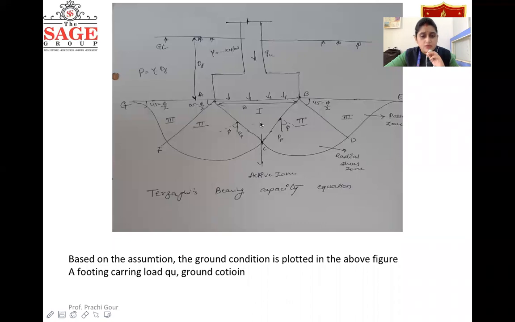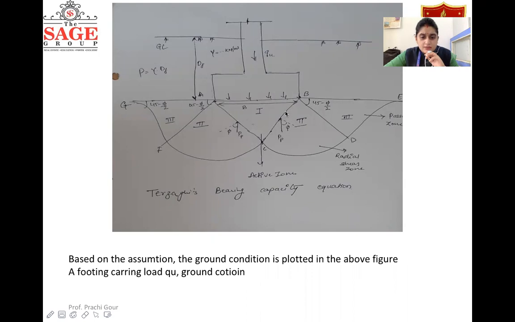This is the active zone, zone number one. Zone number three is known as the passive zone, and zone number two is the radial shear zone. So we have three zones. The two corners of the footing will be denoted by A and B. These are G and E, the two corners of the failure zones. We know that we have the angles 45 minus phi by 2 and 45 minus phi by 2, and the internal angle will become 45 plus phi by 2. This is the internal angle, which is not written over there.